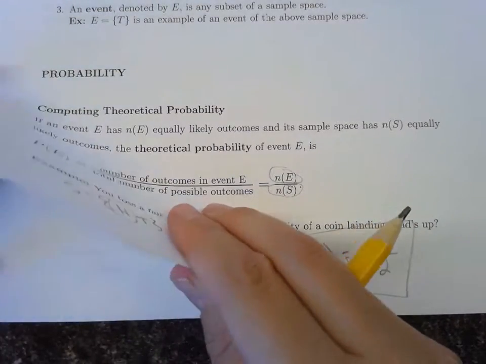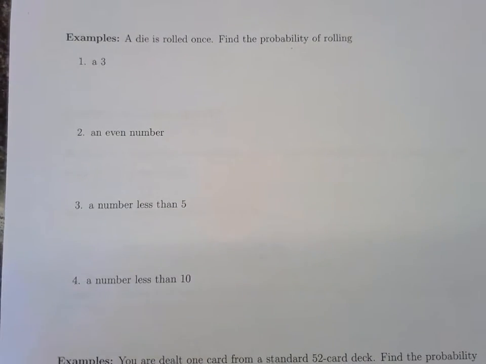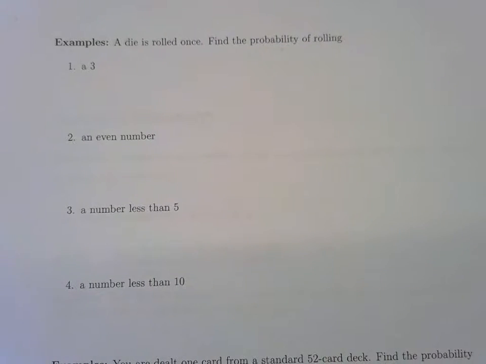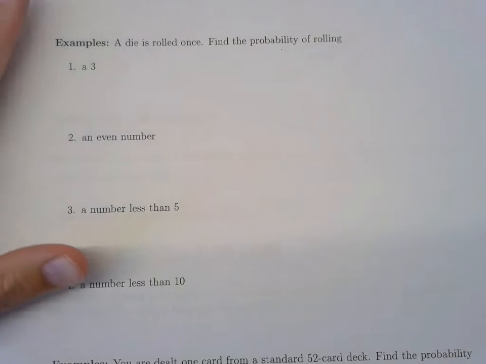I'm going to do that again for a couple more on page 16, and then we'll stop just doing the work. We should be able to figure this out just by talking through it. It says a dice is rolled. Find the probability of rolling a 3.